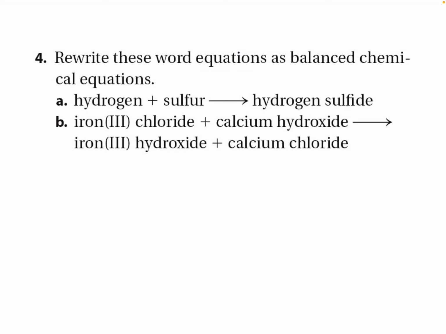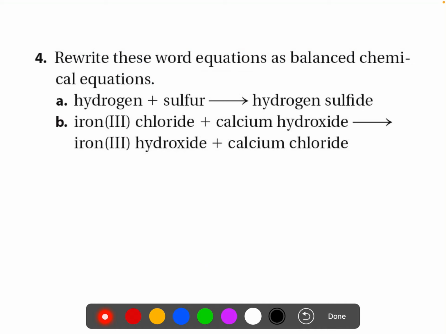Alright, so here, I invite you to pause, try it yourself, and then see how this goes, but I'm going to go ahead and work these out. So A, you have hydrogen and sulfur, not diatomic with the sulfur, makes hydrogen sulfide. Sulfur has a -2 charge, so you gotta have 2 hydrogens. And look, it's perfect the way it is.